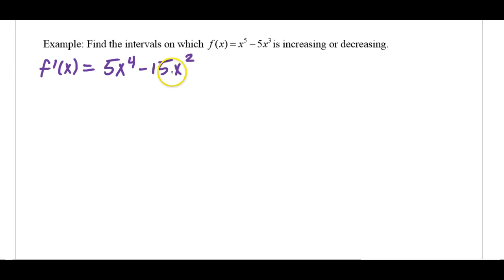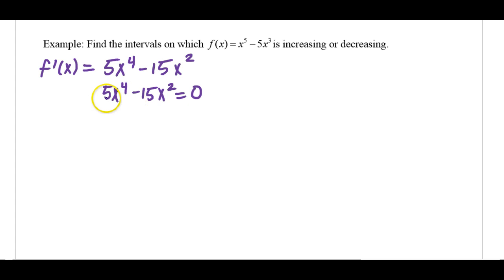At least it's not something that I would expect you to be able to graph by hand, although it can be done. So instead, what we're going to do is follow that set of steps for applying a sign chart to this problem. So what we want to do is figure out where the derivative equals 0 or is undefined. So I want to set 5x to the 4th minus 15x squared equal to 0.